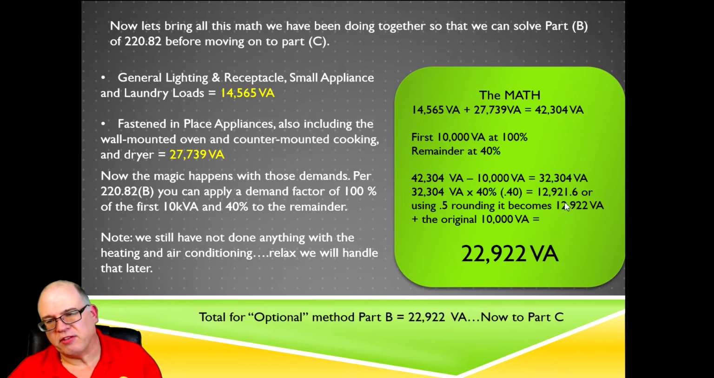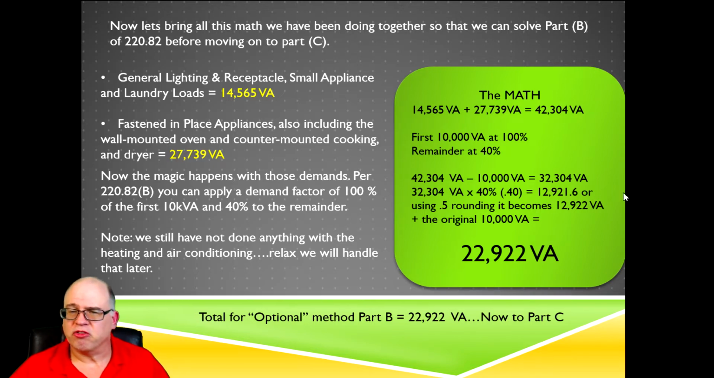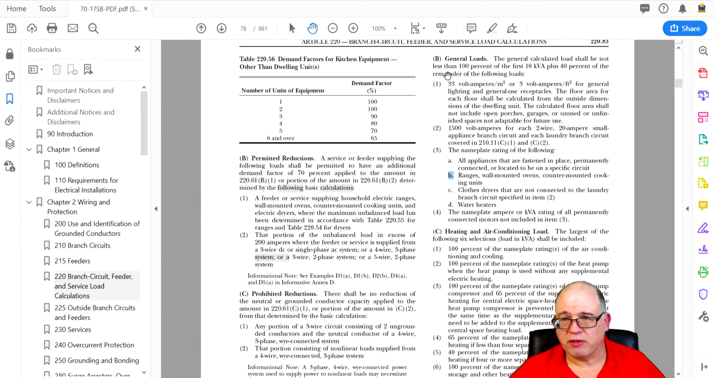12,921.6. Well, because of that 0.6, remember that 220.5 says we can use that 0.5 and larger, then we can round up. So in this case, we round up. So that ends up being 12,922 VA. Now we're going to add that 10,000 back, that 100%. And we add it back. So that gives us 22,922. Write that down. Okay, that's what you're going to need later. All right. So as far as part B is concerned, we're done. So if I go back to the NEC, as far as all of this right here, all this right here, we're done.